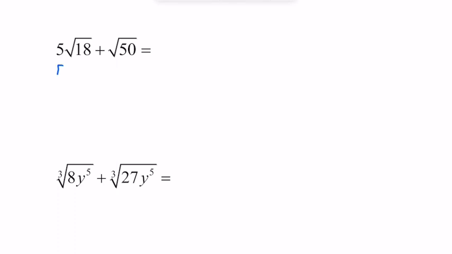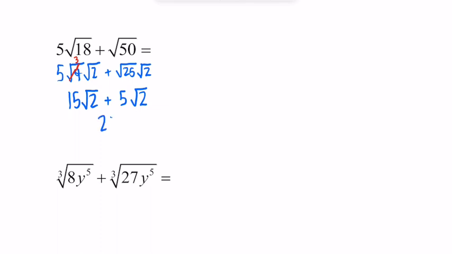For 5 square root of 18, we would leave the 5 out front and split up 18 into 9 times 2. And the square root of 9 is 3. So that term becomes 5 times 3, or 15 square root of 2. For the square root of 50, you would split it up into the square root of 25 times the square root of 2. And the square root of 25 is 5, so it becomes 5 square root of 2. Then 15 plus 5 gives us 20 square root of 2.